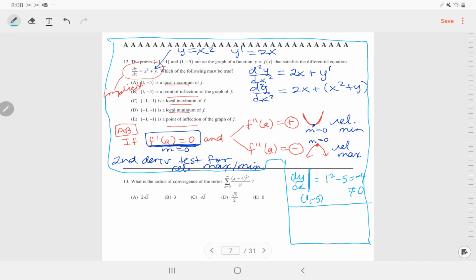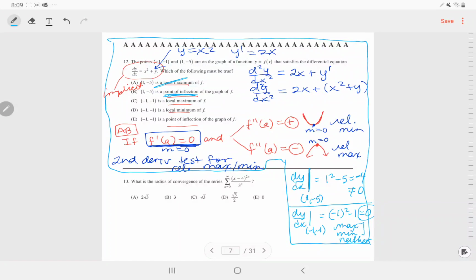Now, it could still be, that's not a local maximum then. It could still be a point of inflection, so I'll have to wait on that one. And then is that other one a local max or local min? Okay, so let's try dy dx at the point -1, -1. So that would be -1 squared minus 1, which would be 0. Okay, so this 0 means that it's maybe a max, it's maybe a min, or it's maybe a neither.